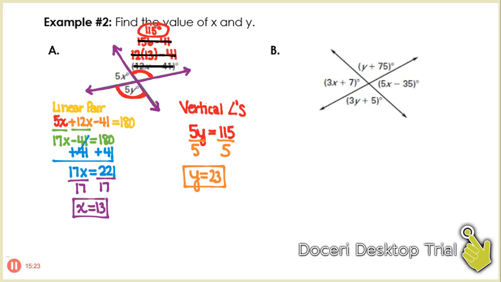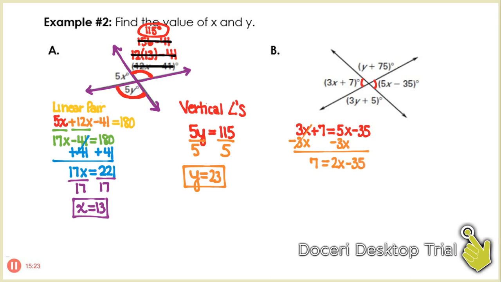Okay, for the x's, I know that these are vertical angles because we have two intersecting lines and they're across from each other. And we know that vertical angles measure the exact same because they are congruent. So I'm going to set those two angles equal to each other. I'm going to collect all of my variables on one side, so I'm going to subtract 3x from both sides. I'm left with 7 equals 2x minus 35.